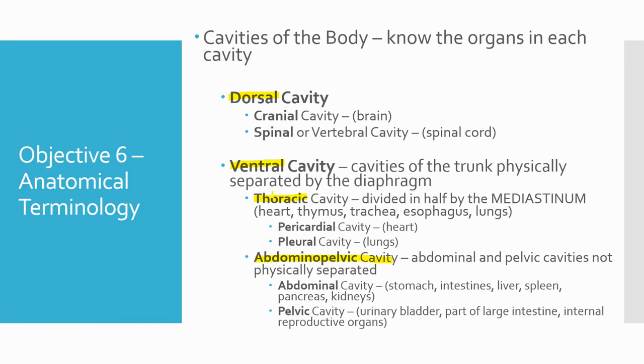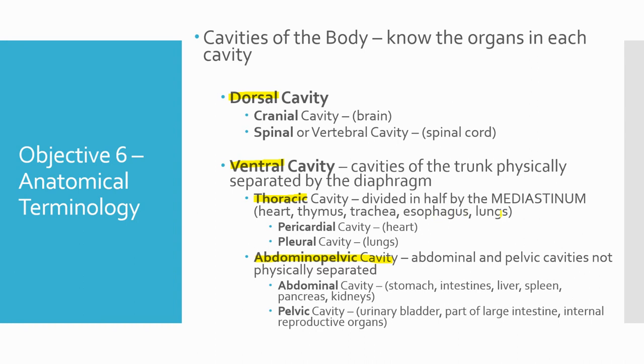Now these two are physically separated by a diaphragm. That's the muscle that helps you breathe. And so the thoracic cavity is commonly known as your chest cavity. And this goes back to your anatomical regions. Thoracic refers to chest. And so your thoracic cavity is your chest cavity. It's divided by the mediastinum. And these are the organs that you will find in your thoracic cavity.